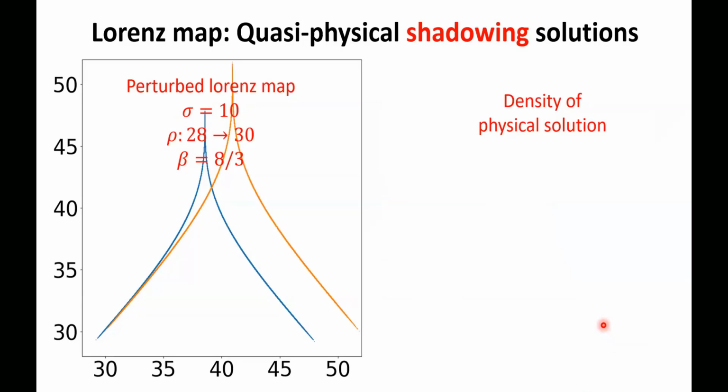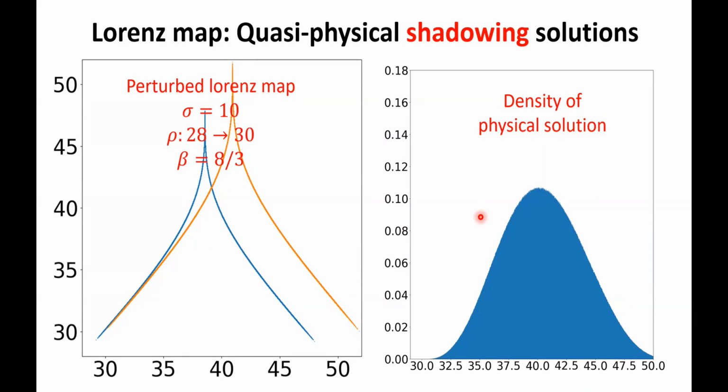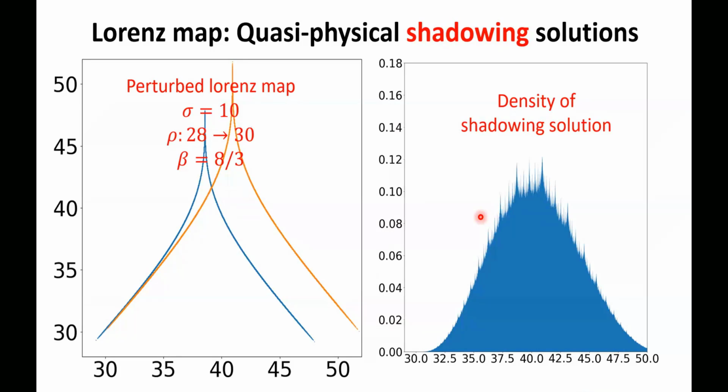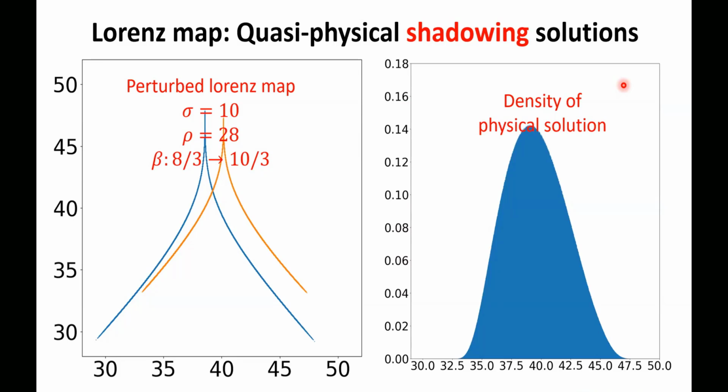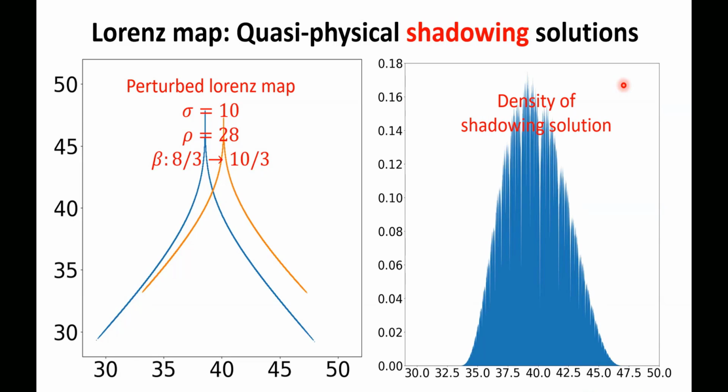If you perturb rho, the Rayleigh number, from 28 to 30, this is the kind of perturbation resulting from the perturbation in the parameter. The map goes from the blue to the orange curve. The density of the physical solution is like that. The density of the shadowing solution has hairs growing on top of it. If you perturb beta, the aspect ratio, the density of the physical solution looks nice and smooth. The density of the shadowing solution has hairs growing on top of it.